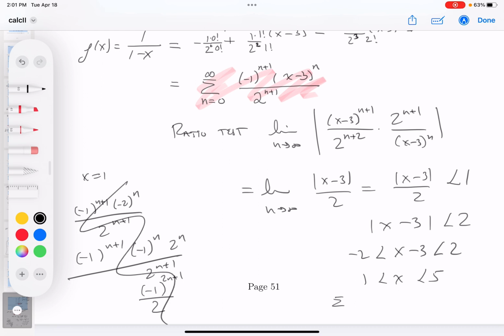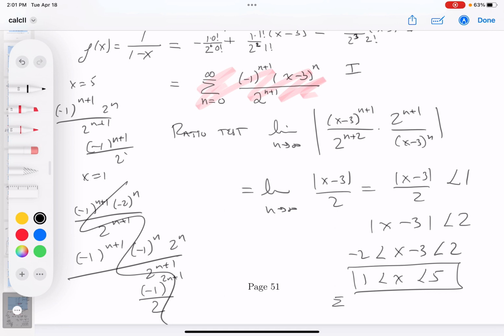Let's try the 5 now. You get minus 1 to the n plus 1, and that would be 2 to the n. And we're checking x equals 5 now. And then it's n plus 1. So you get minus 1 to the n plus 1. And then you get 2 to the first power. Again, test version, that fails too. So this is going to be our interval. Let me write this down, I. And that I is going to be from 1 to 5. And the radius of that, looking at it, what is it going to be? Well, the length is 4, so the radius is 2.